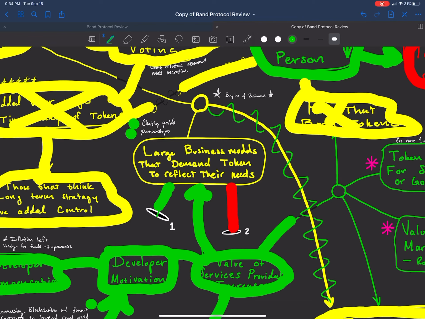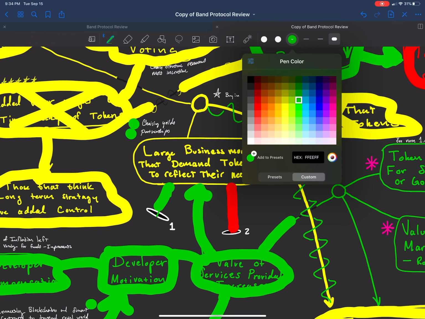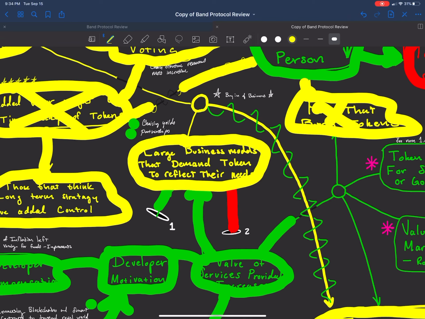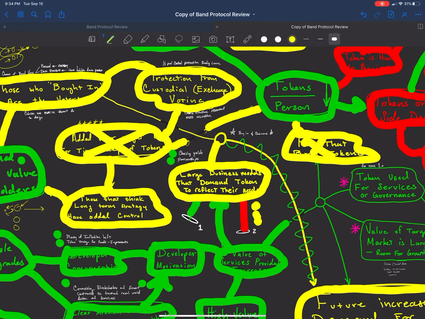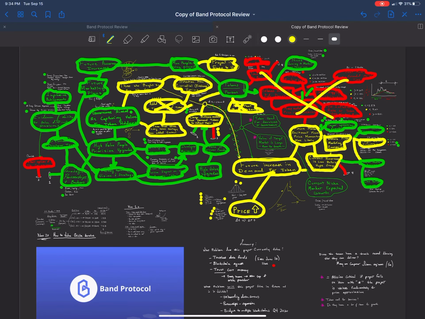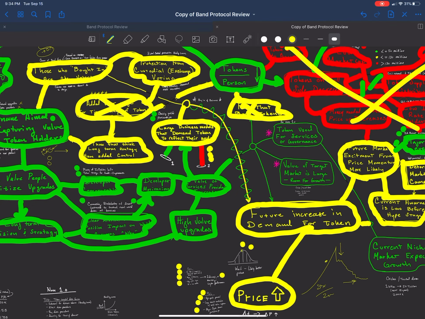So chasing yields and partnerships. I do expect both of these things to make business models that demand the token. But right now I put it as neutral because of Chainlink interrupting its competitiveness, as well as these factors in the short term.